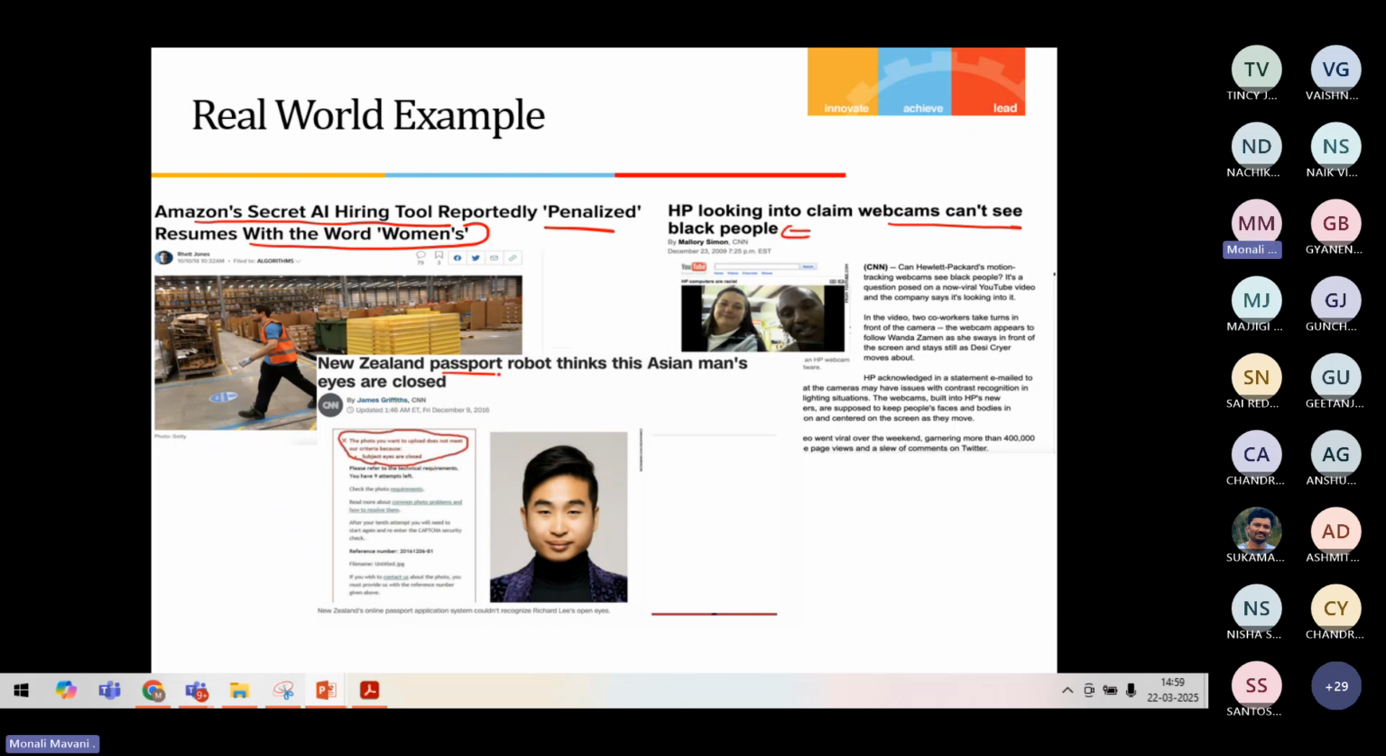Then the New Zealand passport robot. For the immigration check, it thinks Asian men's eyes are closed, when passing through immigration at the New Zealand airport. You can see that detecting whether eyes are closed or open is difficult. So this kind of bias is introduced in the model because of the data. The input data has bias in it.